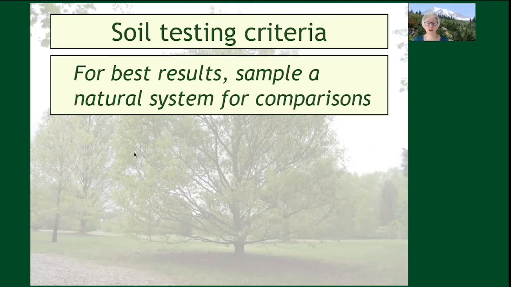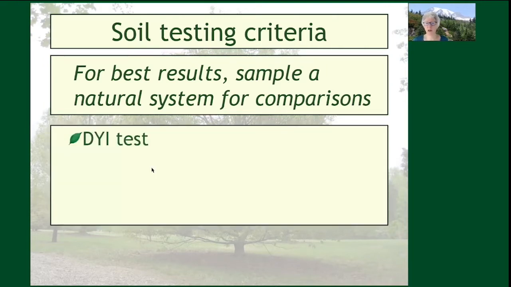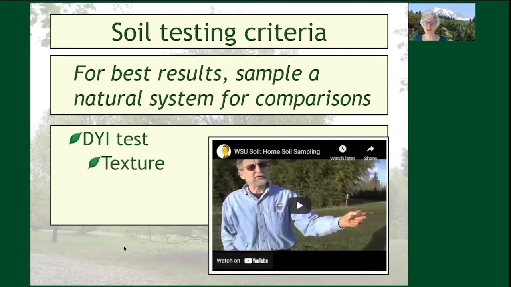That's going to be your control. And finding out what's natural and normal for your area is really important because your particular system may not reflect this. So there are some tests you can do on your own, which is good because that way you don't have to pay for it. The easiest one to do that many of you may be familiar with is the texture test.